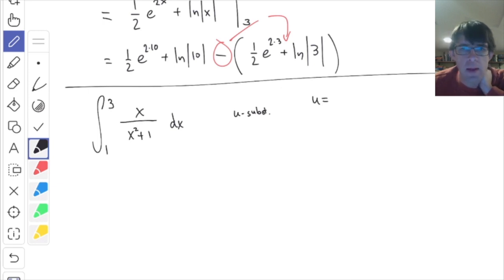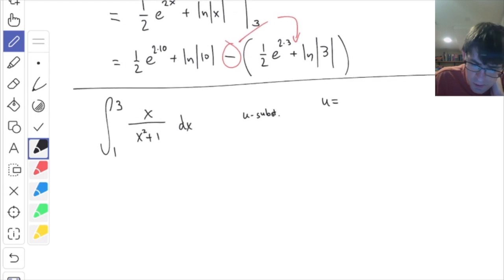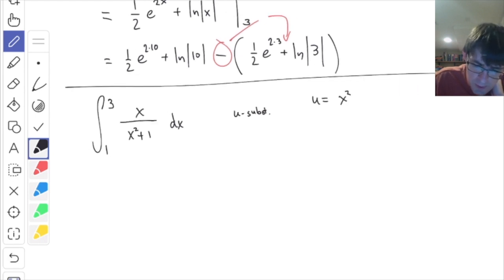The denominator. Yeah, let's choose the denominator. Usually you use something which is like the inside of parentheses, the inside of a square root sign, the inside of an exponent. But if all that fails, sometimes you just have to pick parts. If you see a fraction without any parentheses anywhere, it's generally a good idea to choose the denominator. Let's try it. u equals x squared plus 1. Then the du is 2x dx.